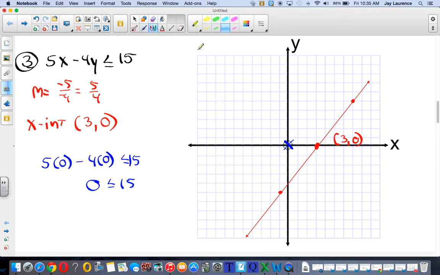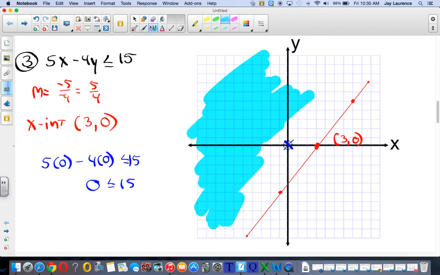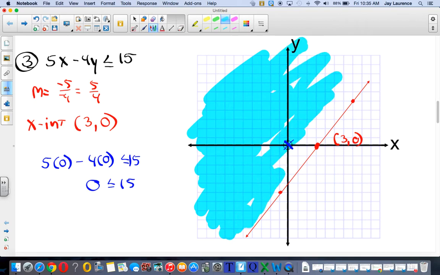And so I will shade that side of the line. Now, some of you are thinking it's always going to be shaded above. No, it's not always going to be shaded above. You have to test. You have to test. There's no trick. You have to test. Okay? And so it'll be all the shading above.